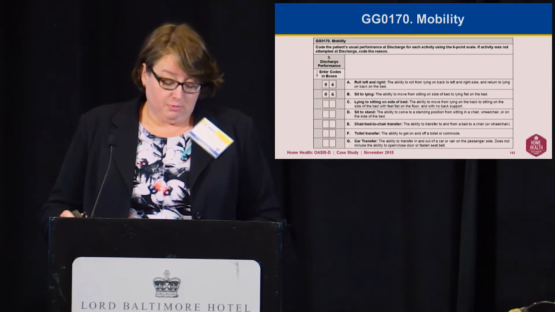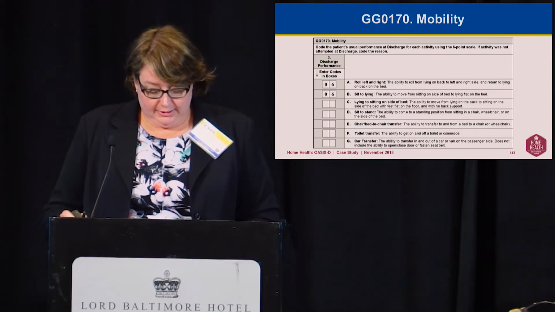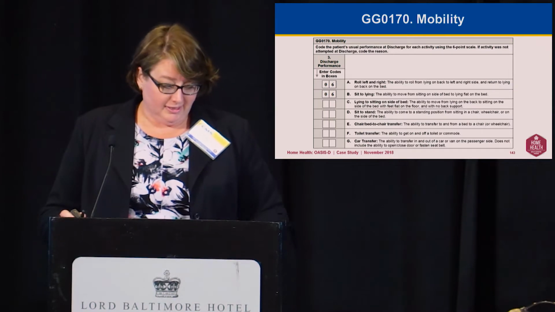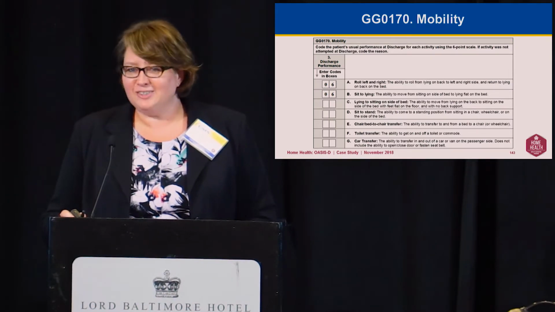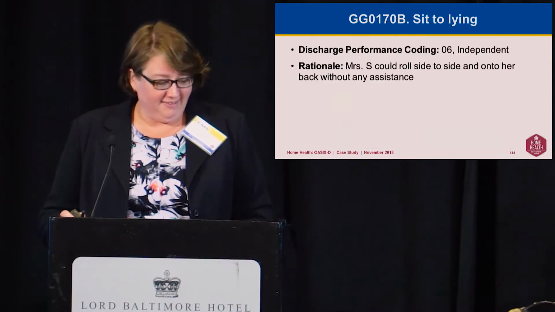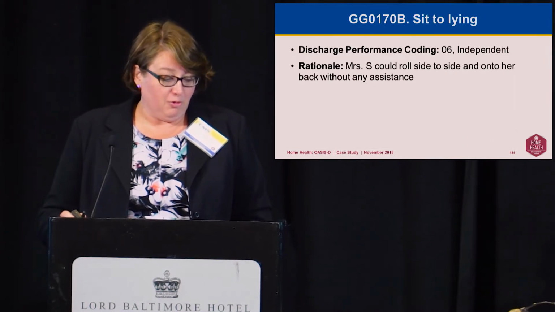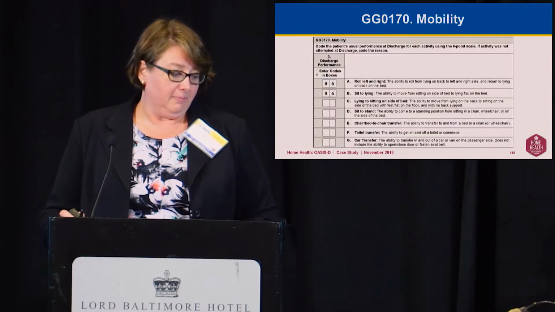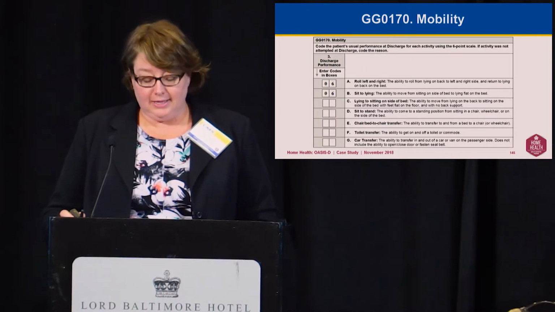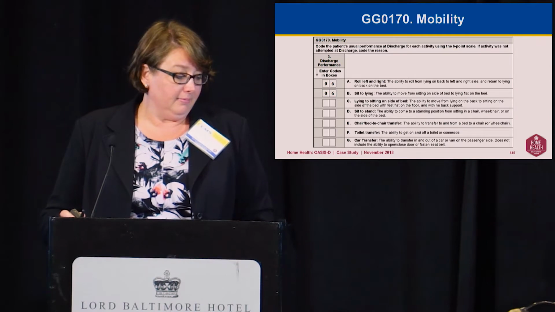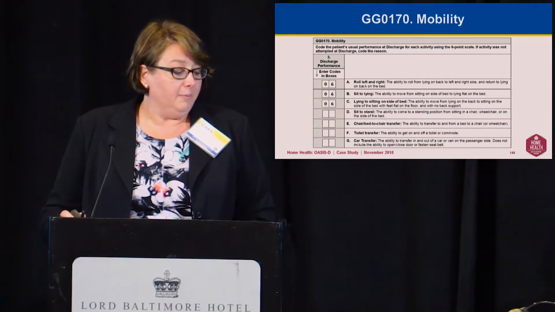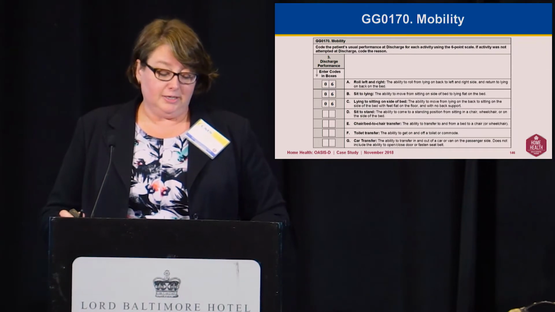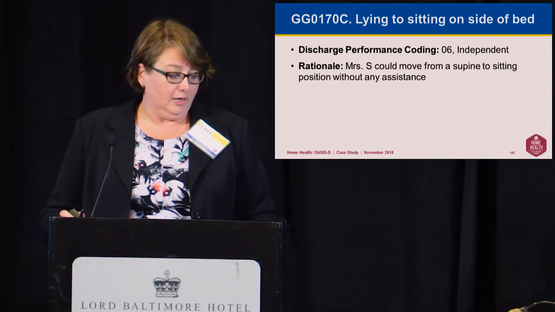Looking at GG0170B, lying to sitting, looks like we skipped one there, sorry. We got 06. There's a lot of 06s. And then the rationale behind that is that Mrs. S could roll side to side onto her back without any assistance. Looking at C, lying to sitting on the side of the bed, we got 06. And Mrs. S could move from a supine to sitting position without any assistance.